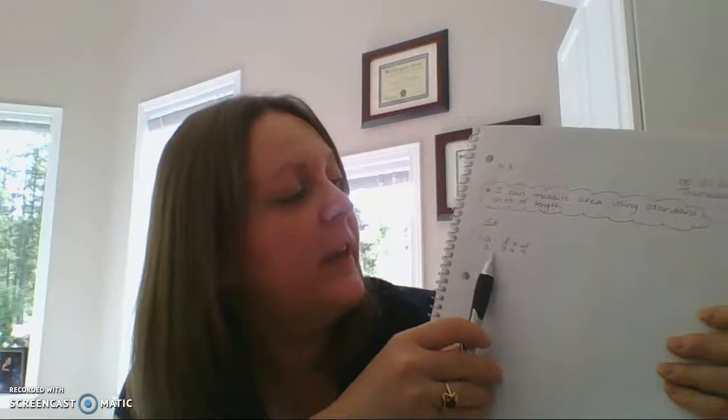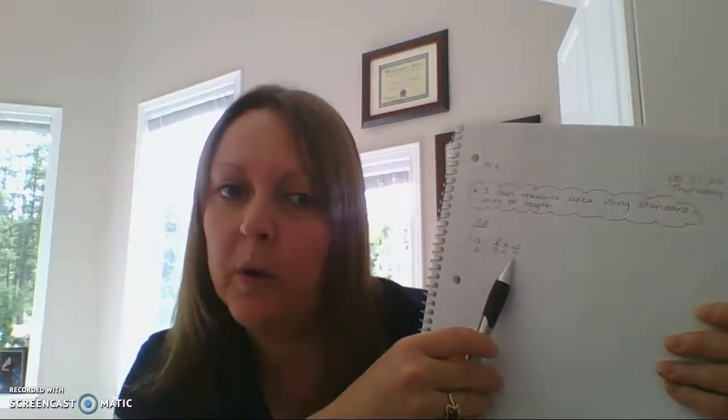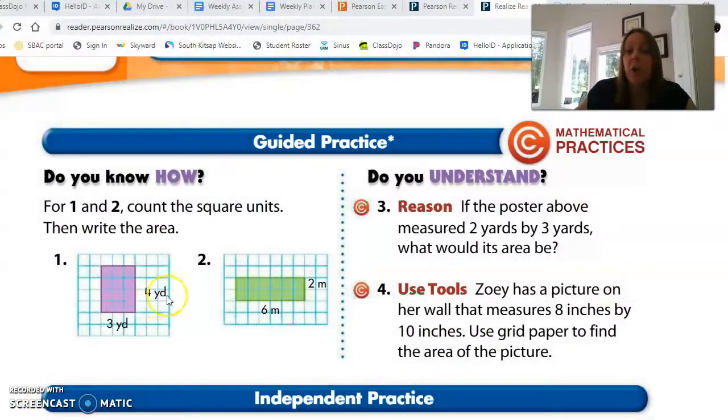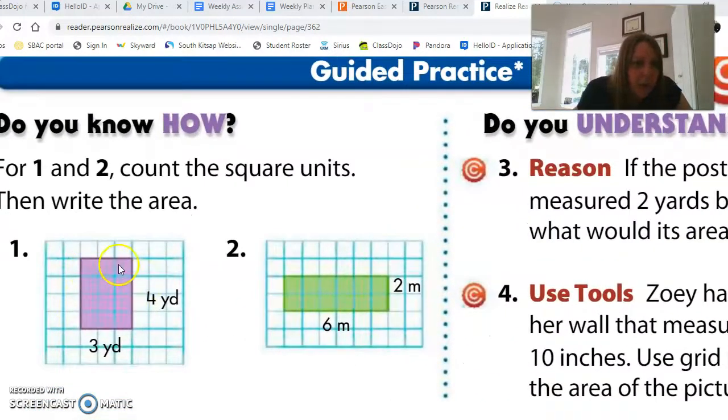So anyway, we have area is 3 times 4. Now what is 3 times 4? 3, 6, 9, 12. All right, so the area equals 12 square, and this is where it's really important that we know our unit. Yards, right there, Y-D-S. Now to make sure we have the right answer, let's count the squares. Let me make it a little bit bigger. 1, 2, 3, 4, 5, 6, 7, 8, 9, 10, 11, 12. Good job.